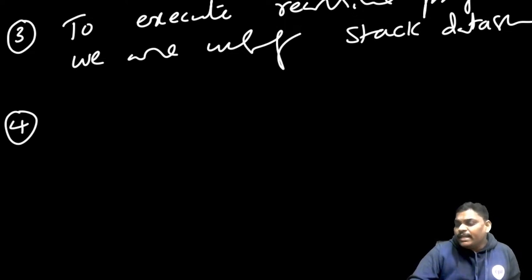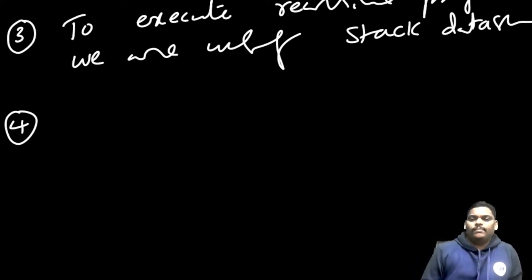What are the data structures? Stack, queue, array, linked list, tree, graph, something like that. Data structure purpose is storing data. One way of storing is stack format, another way is queue format. When will you go for stack? If you want last in first out behavior, or first in last out behavior, go for stack. When will you go for queue? If you want first in first out behavior, or last in last out behavior, go for queue.